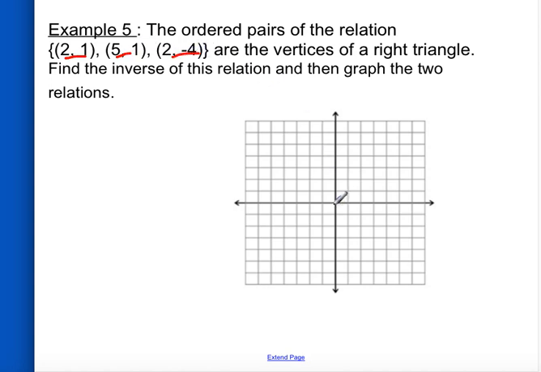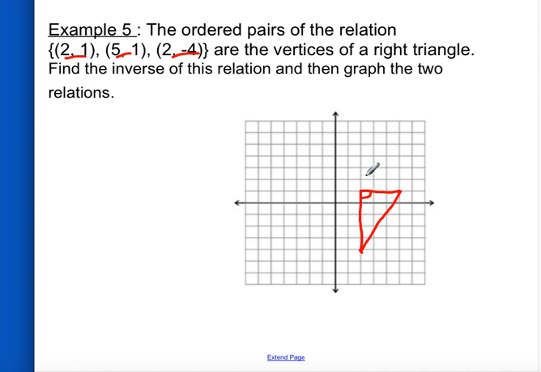Let's graph those out. From (0, 0), I'm going to go over 2 and up 1. From (0, 0) there, I'm going to go over 5 and up 1. And then I've got (2, -4), so I'm going to go over 2 and then down 4: 1, 2, 3, 4. Once I have those, it says they're the vertices of a right triangle, so see if you can connect those. It's supposed to be the vertices of a nice right triangle.